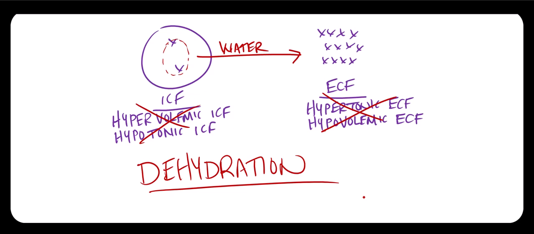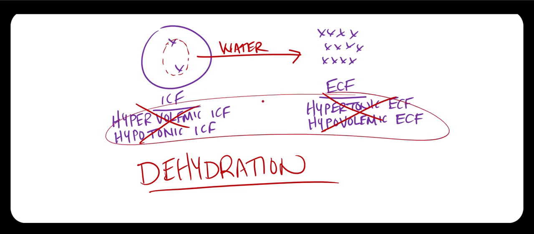So what causes dehydration? Hypervolemic ICF, a hypotonic ICF, a hypertonic ECF, a hypovolemic ECF. So for now and for what we're doing, the way you'll get questioned on this is very, very mechanically. Which of the following causes dehydration? You'll get one of these and three that cause edema.